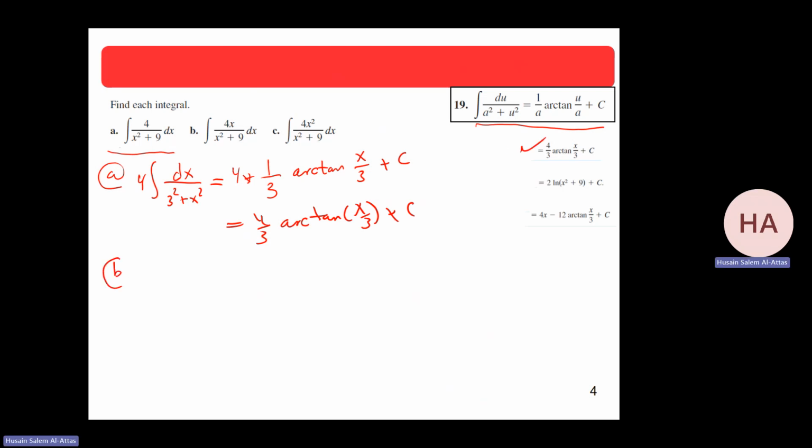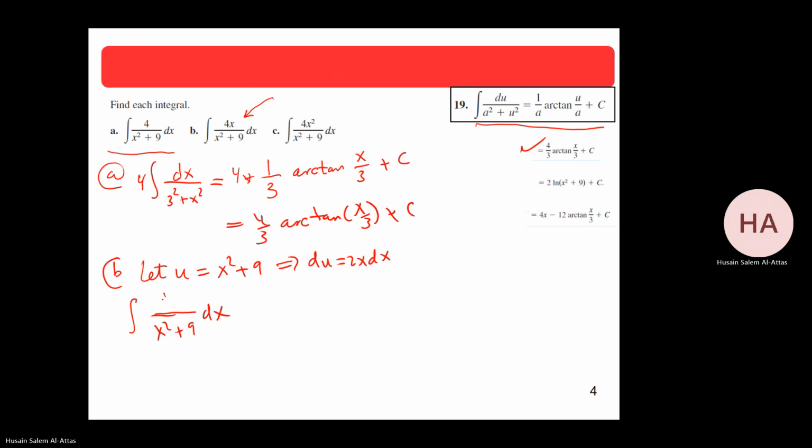B is the same thing, but I have 4x now. I cannot do it this way, so what I will do is substitution. You notice if I let u equal x squared plus 9, then my du will be 2x dx. So this integral, 4x over x squared plus 9 dx, I can rewrite it. I need a 2, so I take 2 out, and I leave 2x over x squared plus 9 dx.